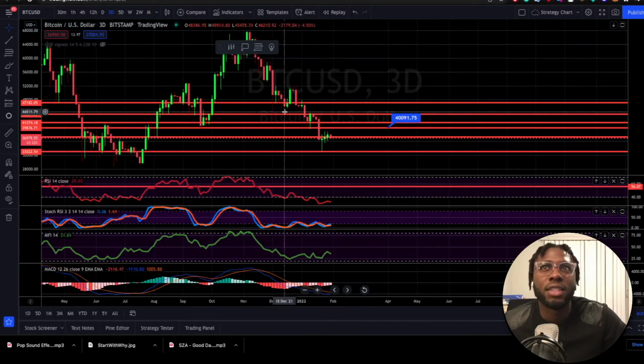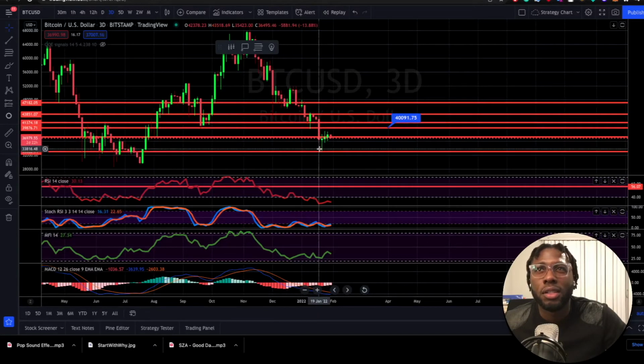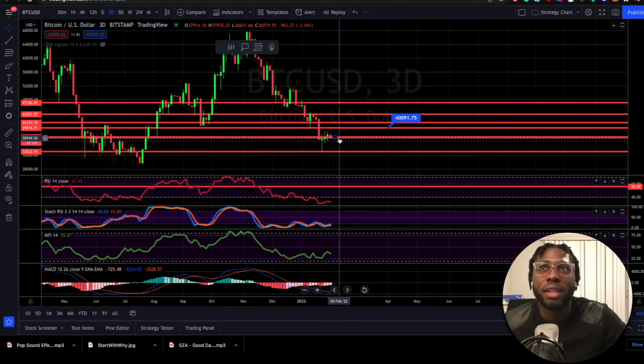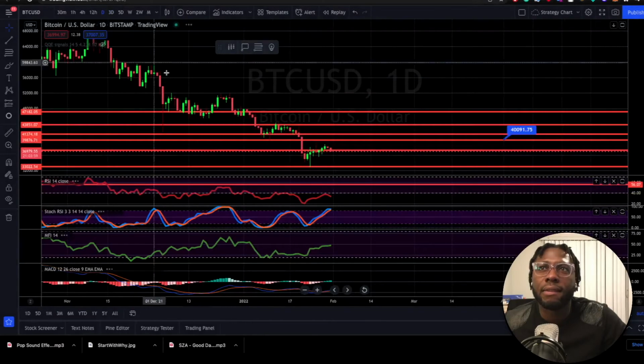On this particular 3-day chart, we touched 32K, we went up, but we're trying to break this 37K. We kind of broke it a little bit, but we're hanging on that line, so we don't have confirmation yet. Now we're going to the daily.